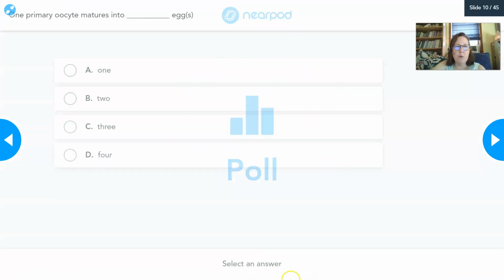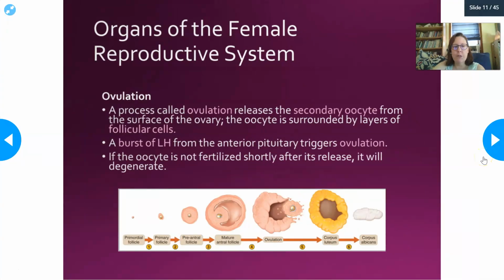Okay, so your first poll question here: how many eggs will a primary oocyte mature into? 1, 2, 3, or 4. So it is different than for the sperm.